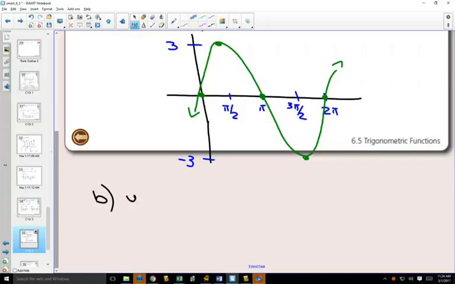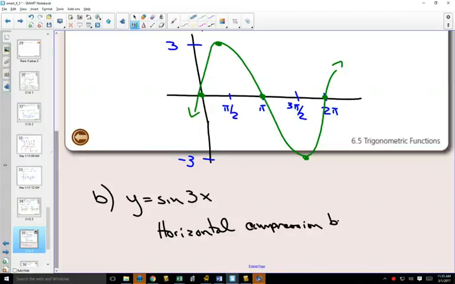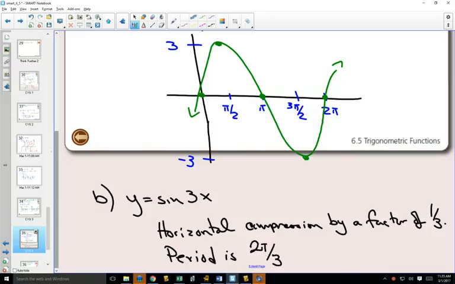For B, B was y equals sine 3x. So now the 3 is where the B value is. That's our horizontal stretches and compressions. So as a comparison, this one is a horizontal compression by a factor of 1/3. As far as how that relates to the special things about sine and cosine graphs, this means that our period is going to be 2 pi over 3.